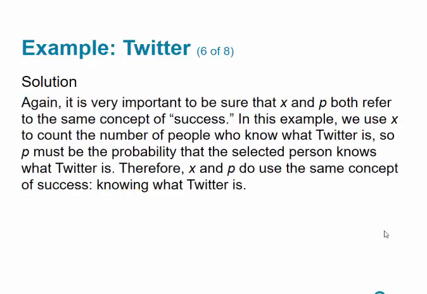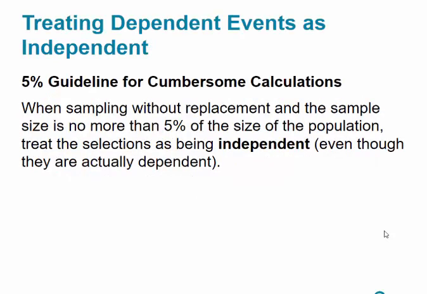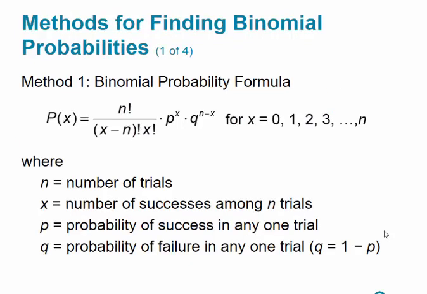So, again, it's very important to be sure that x and p both refer to the same concept of success. In this case, it does. So, therefore, x and p do use the same concept, knowing what Twitter is. And then here to talk about the 5% guideline, when sampling without replacement and the sample size is no more than 5% of the size of the population, then we can treat the selections as independent. In this case, they are independent because we're doing it with replacement.